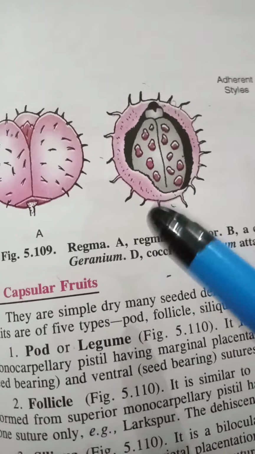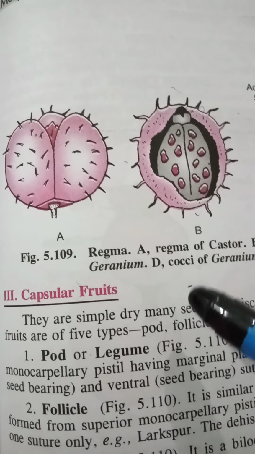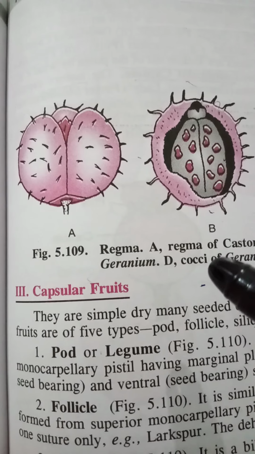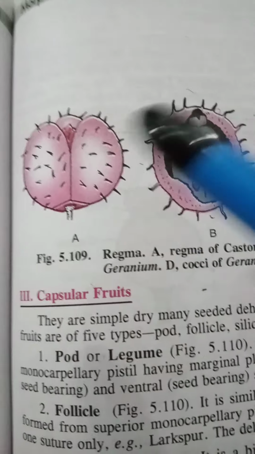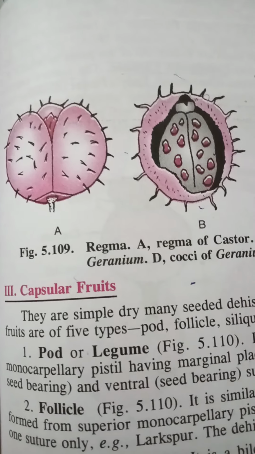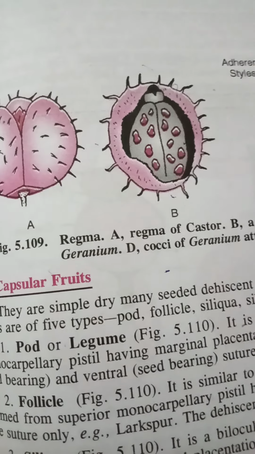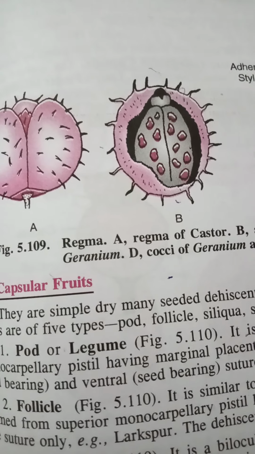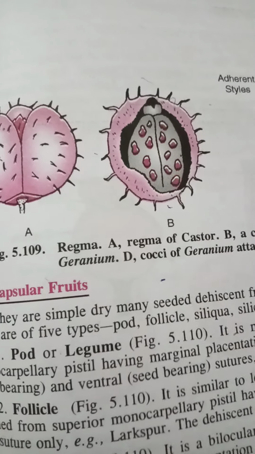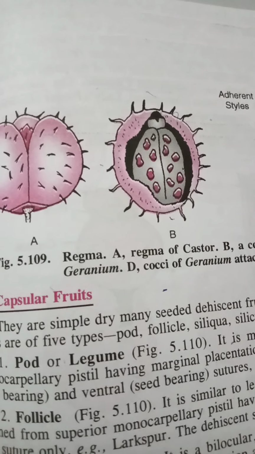The next one is the regma. Here the fruit breaks up at maturity into single-seeded dehiscent cocci. It is observed in case of castor. They have a number of tubercles which split up into 3 cocci. Then next one we get is the capsular fruit.